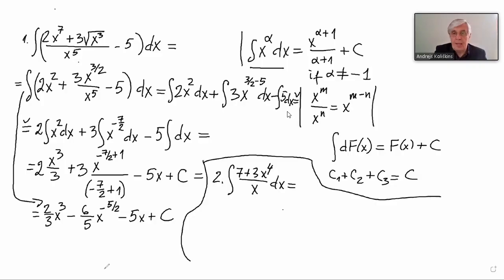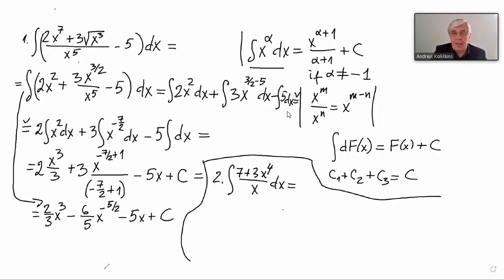Do not forget to add this arbitrary constant. As I mentioned before, you could have added 2 arbitrary constants, but the sum of 2 arbitrary constants is another arbitrary constant, so we usually add this constant after all integrals are evaluated and add it just once. Okay.